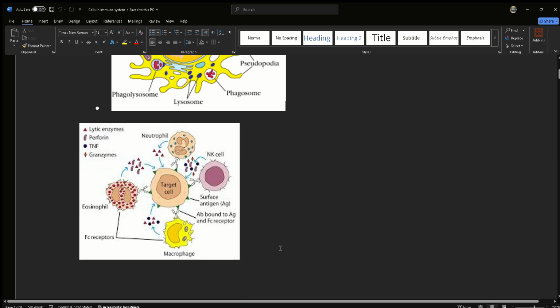So here you can see the antibody dependent cell mediated cytotoxicity response. Macrophages are secreting two types of molecules, lytic enzymes and tumor necrosis factor, which will target the cell and kill the target cell.